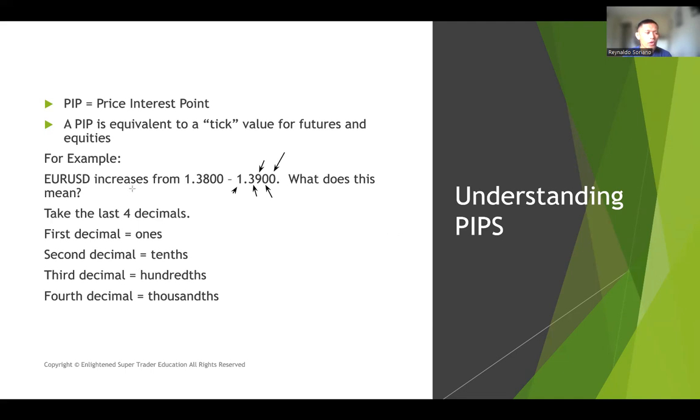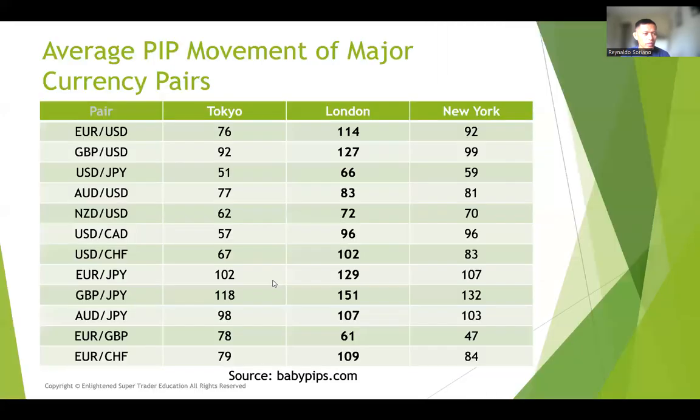So if euro goes from 1.3800 to 1.3801, then it went up 1 pip. If it went from 138.00 to 138.10, then it went up 10 pips. If it went up to 139 from 138, then it went up 100 pips. Okay, so if it went from 138.00 to 148.00, then it went up 1,000 pips. Okay. All right, moving forward from there.